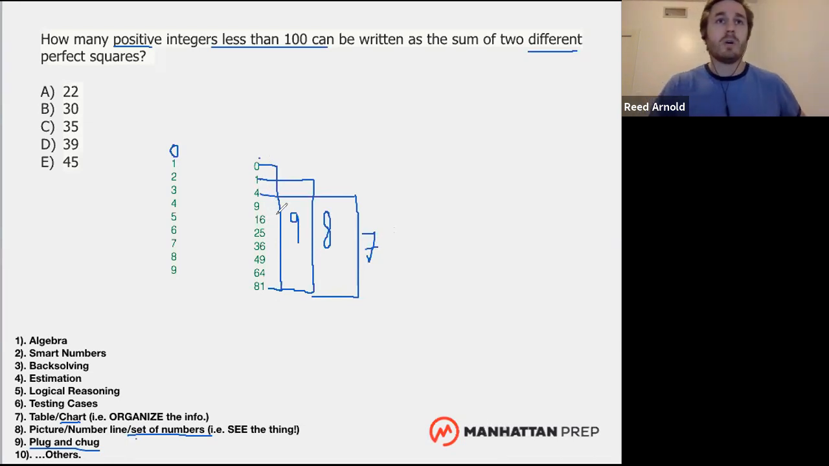So 1 to 81, I can add 1 to 81. I'm still less than 100, so I'm good to go. 4 to 81, 4 plus 81 is less than 100. 9 to 81, 9 plus 81 is 90. That's less than 100, so I get 6 options there. 16 to 81, let's reverse the course just for organization. That gives me 5 options.